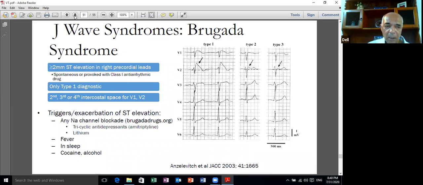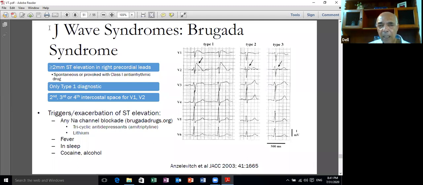So it's important to know that there are various precipitating factors of Brugada syndrome. This includes sodium channel blockers, including some drugs like the tricyclic antidepressants. Fever also is a Brugada friend. These patients get a polymorphic ventricular tachycardia during sleep. Cocaine poisoning produces a similar picture and it produces arrhythmia in patients with a Brugada electrocardiogram, and the same with alcohol binges.